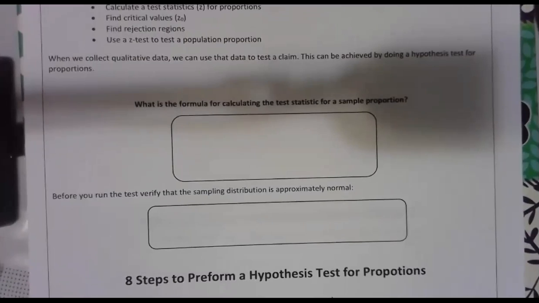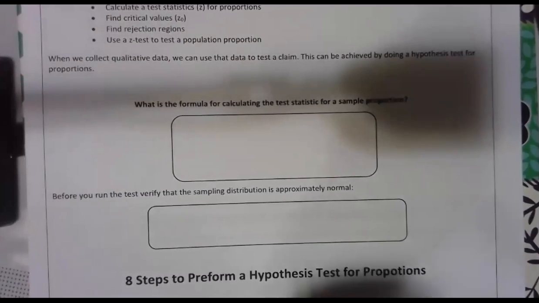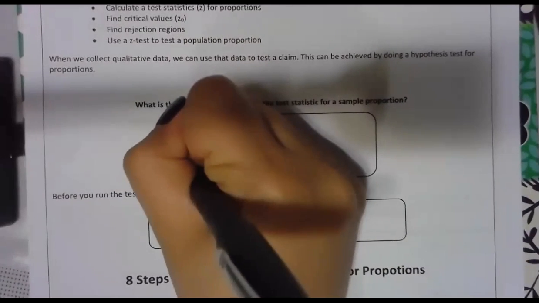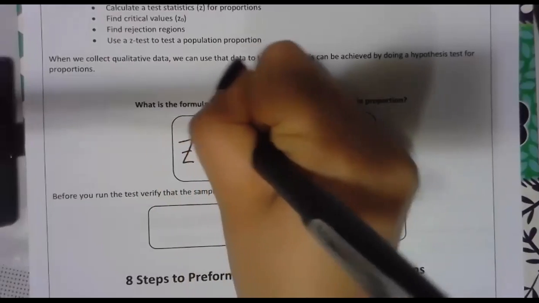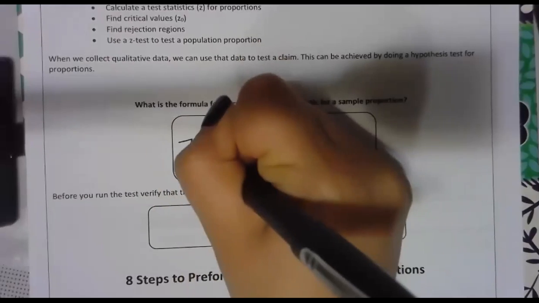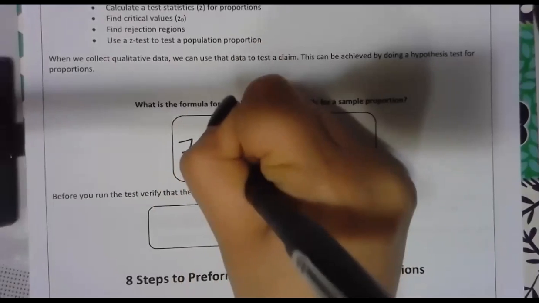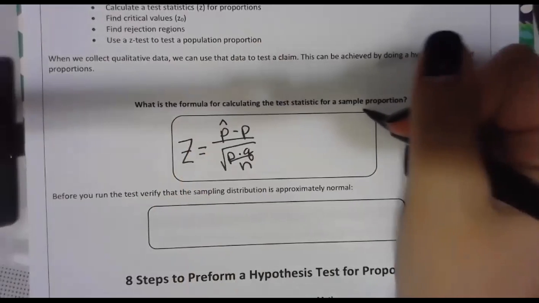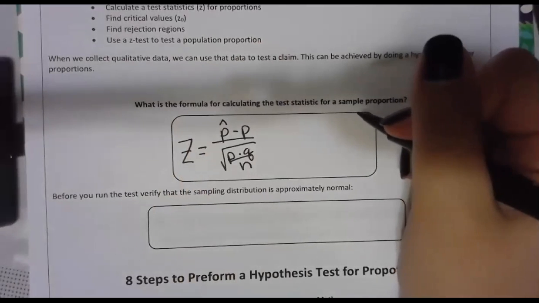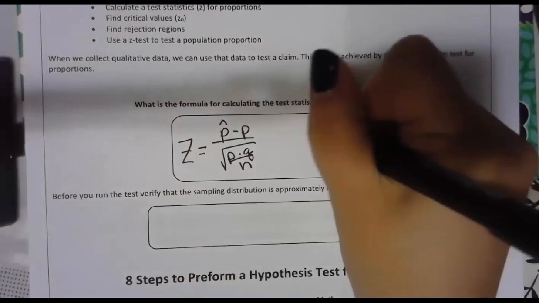So the formula for calculating the test statistic for a sample proportion is going to be that Z is equal to P hat minus P divided by the square root of P times Q divided by N. That's four different variables that we will be using. Okay, so let's define them.